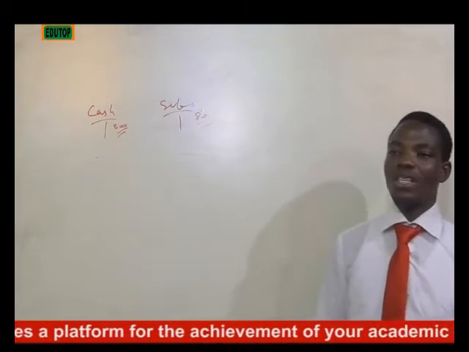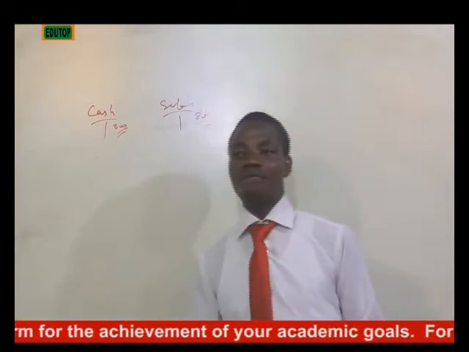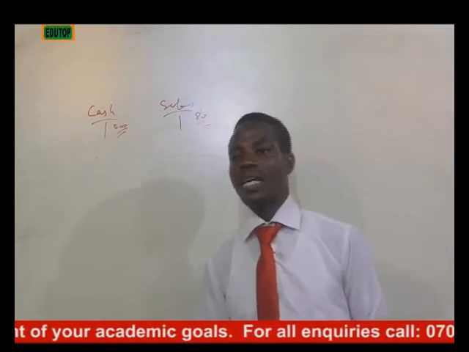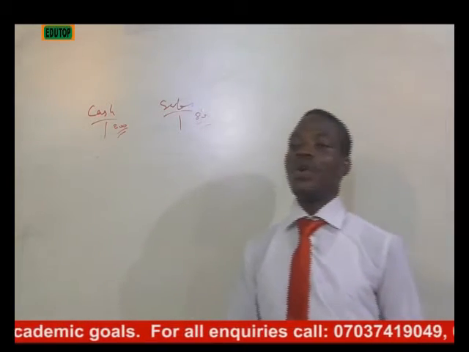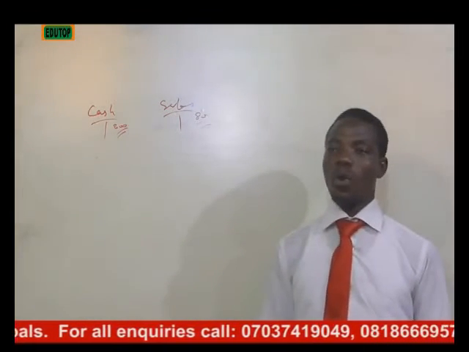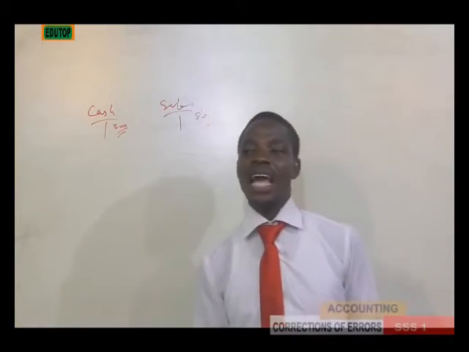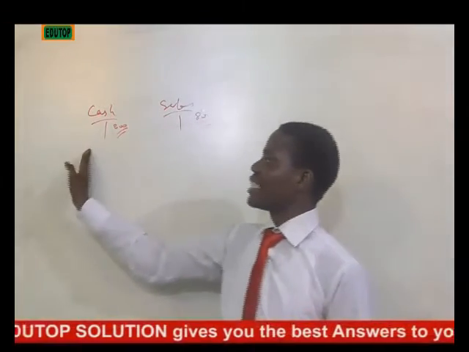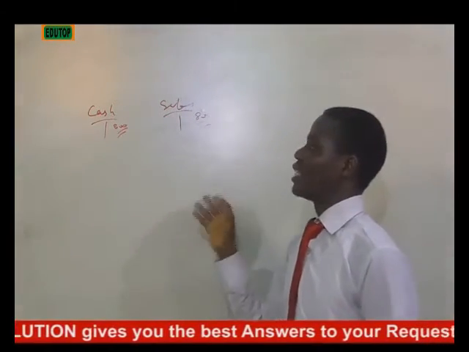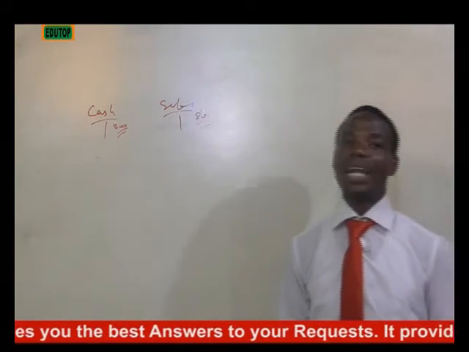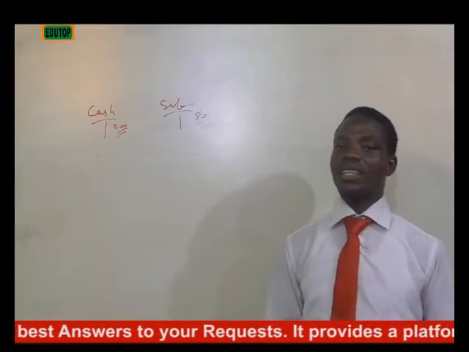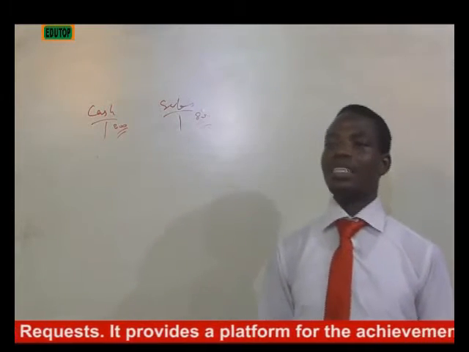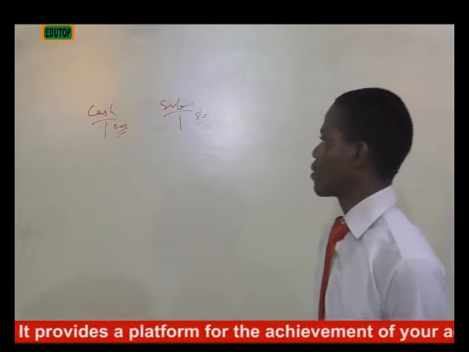What are the items that do affect the trial balance, the agreement of the total accuracy of the trial balance? We have number one, one side omission. One side omission occurs when there is an omission in one of the two accounts. That means one account is affected, one account is not affected. That means it will definitely affect the trial balance at the end of the day. Let's take an example: payment of rent by cash was entered in the cash book but not in the rent account.